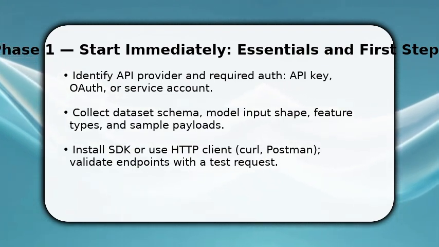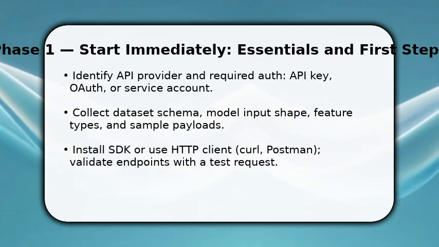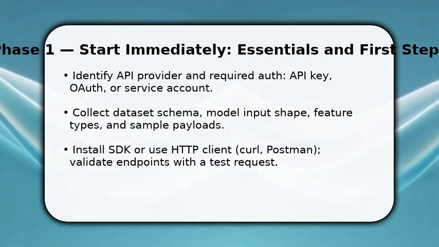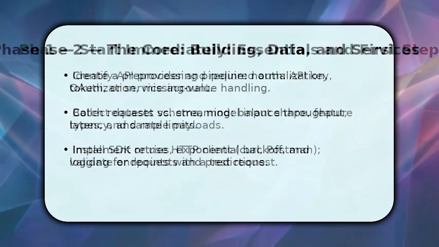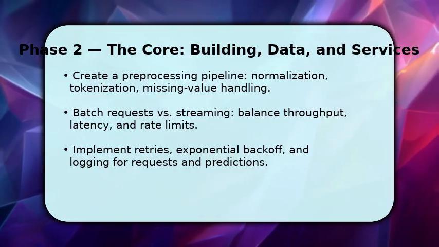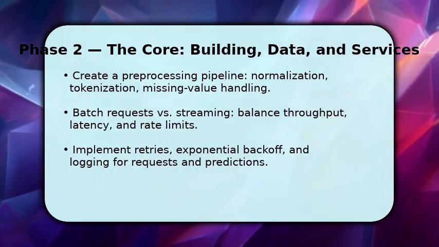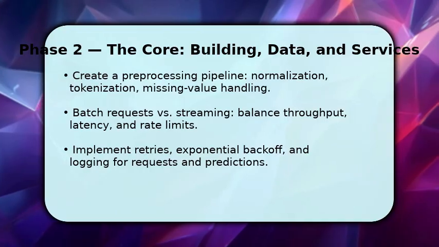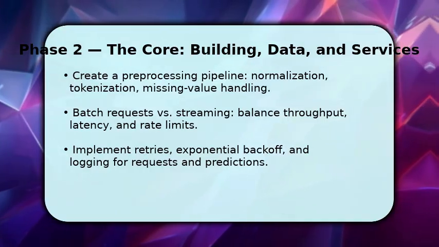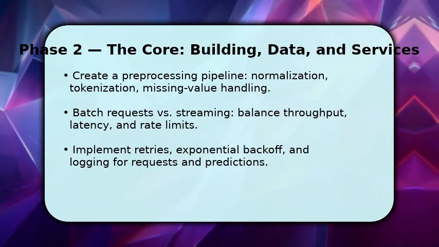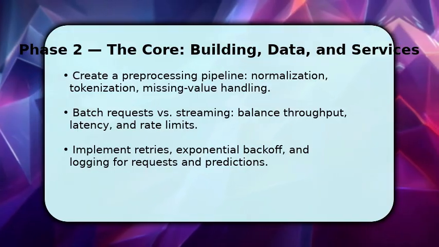Now integrate the API into your ML pipeline. You prepare preprocessing, normalize numeric features, tokenize text, and impute missing values so the API receives consistent input. Then decide batching strategy, use batches for throughput or streaming for low latency, and respect rate limits.